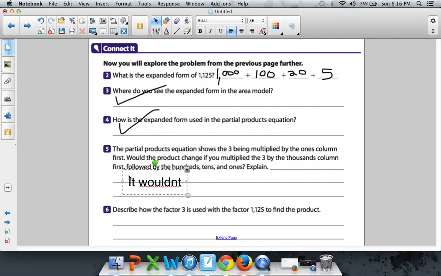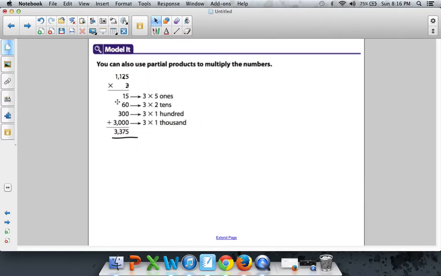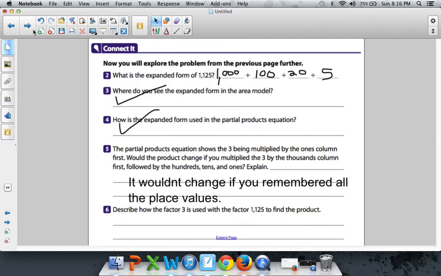It wouldn't change if you remembered all the place values. So what they're saying is that here you see they did 3 times 5 first. See, 3 times 5 is 15. Would it get messed up if they did 3 times 1 first? Well, only if you thought it was a 1. If you knew that that 1 was actually 1,000, the order wouldn't matter so much as long as you lined up the numbers properly, added them up properly, and remember place value.